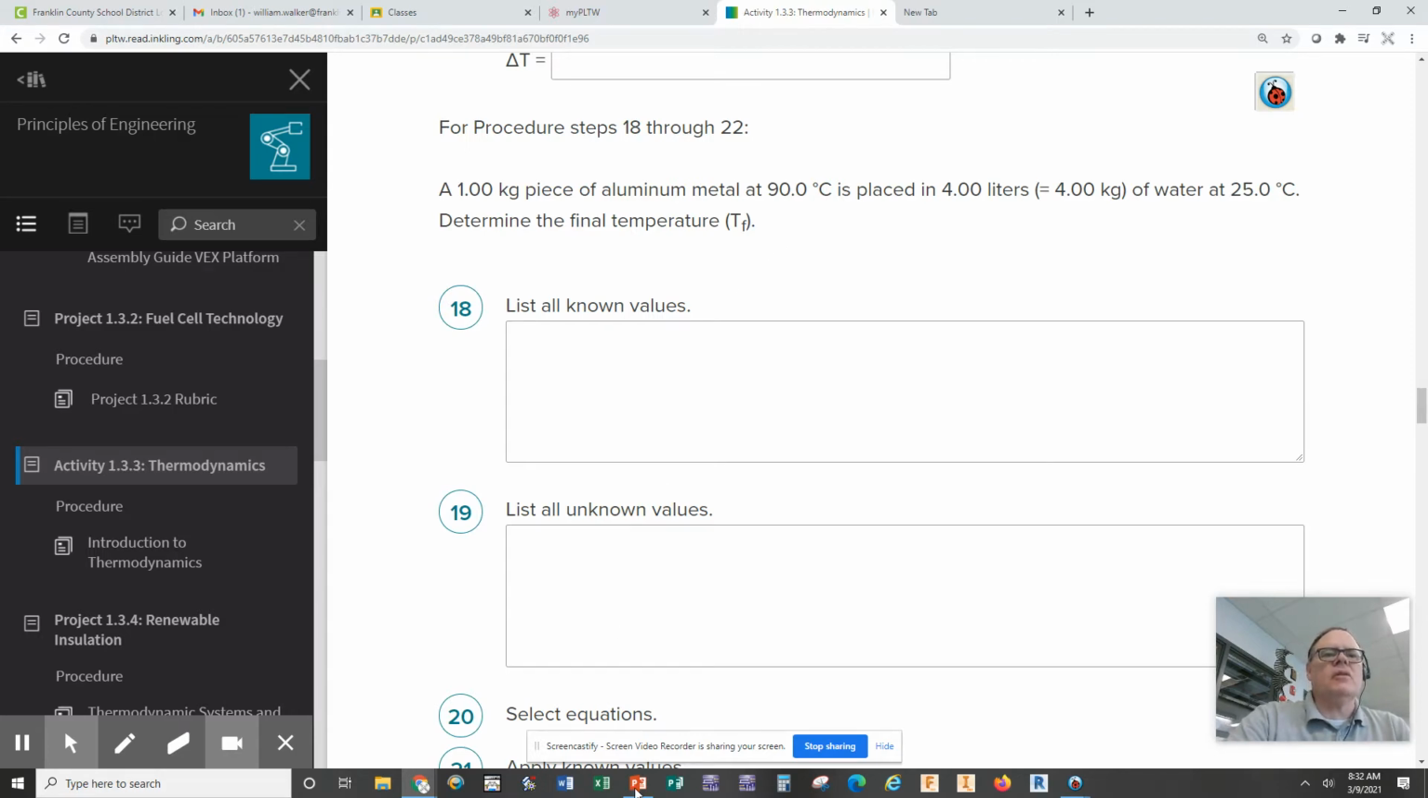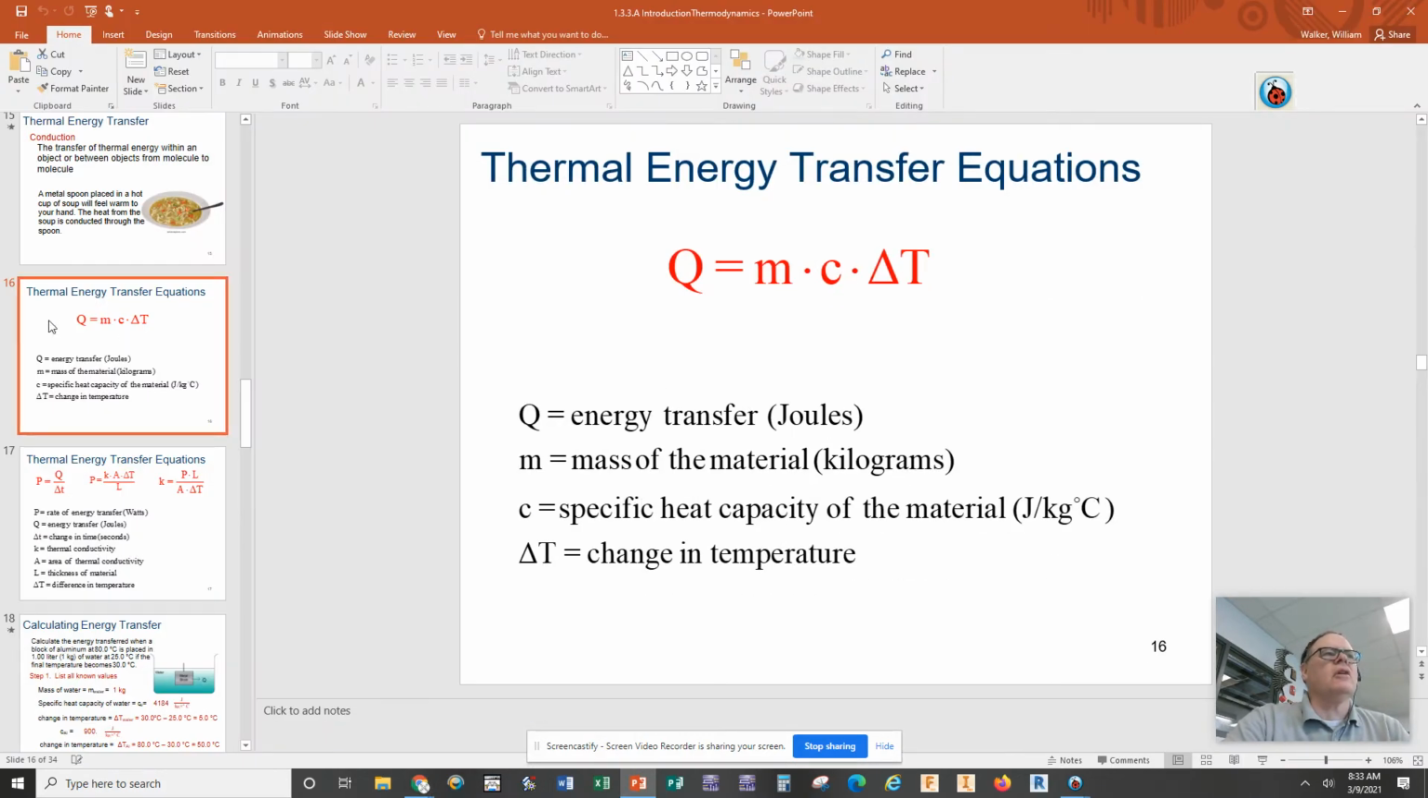Okay. Now, if you look at your PowerPoint, they start in slide 16 giving you some formulas. These formulas are also in your engineering formula sheet. The basic one here is energy transfer. The amount of energy transferred in joules is the mass in kilograms times what we call the specific heat capacity of the material, and that'll be given to you. And notice the units here. That kind of tells you what everything else needs to be in terms of. And then the change in temperature, delta T, that would be T final minus T initial.